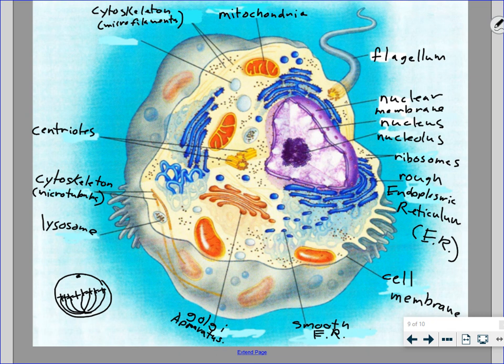All right, and then we've got this little bubble here that looks empty, and it kind of is. Okay? It's a peroxisome. A peroxisome contains the same digestive enzymes as a lysosome. There's just no digestion going on yet.